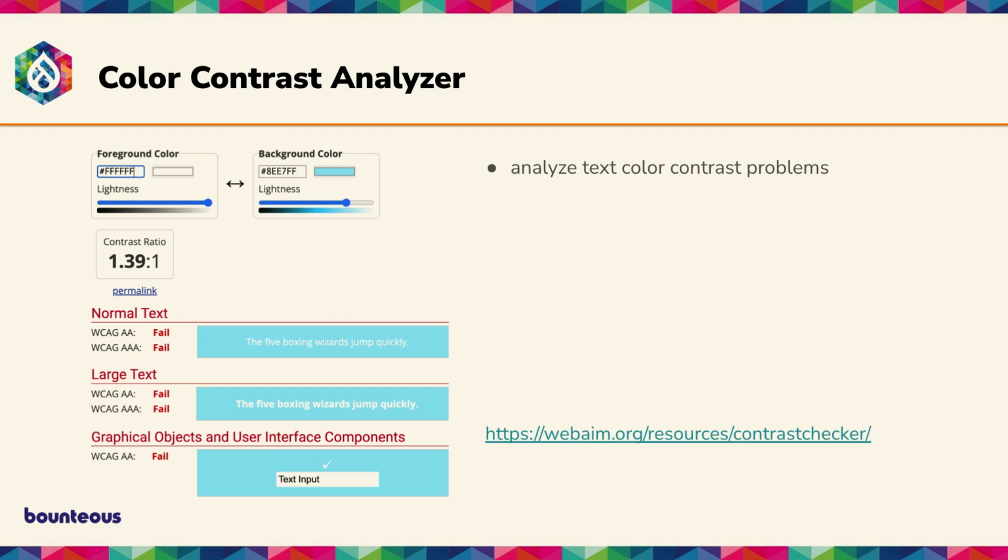And lastly, we used Color Contrast Analyzer. This is a website, and it allows you to analyze the text color contrast problems on a web page according to the WCAG 2 text color contrast requirements. Try saying that 2 times fast. We used Color Contrast Analyzer to ensure the colors on our website were accessible.